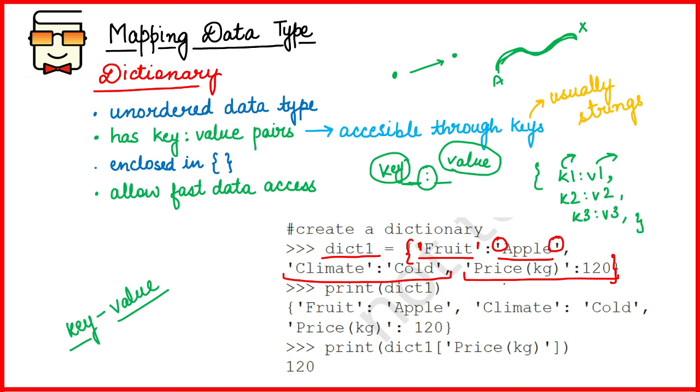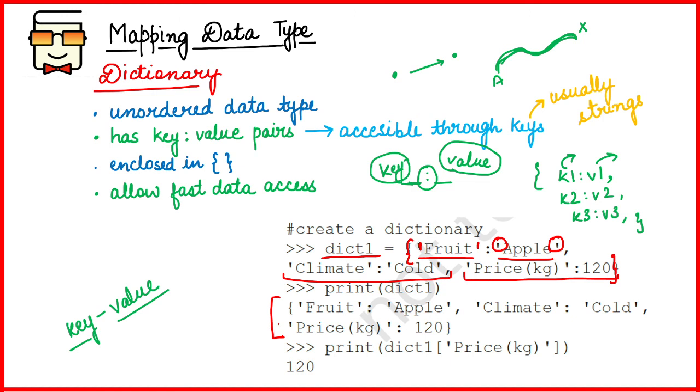So what are you trying to tell with the dictionary? That there is a fruit called apple which has the current price as 120 rupees per kg, and the climate that it is found in currently is cold. So now when you try to print the dictionary, you'll get the entire dictionary in the same form that you have stored.